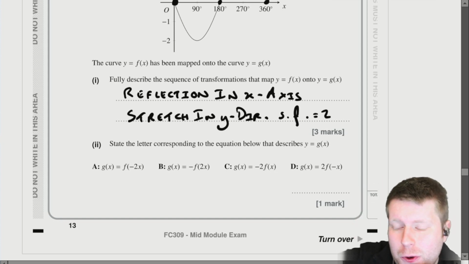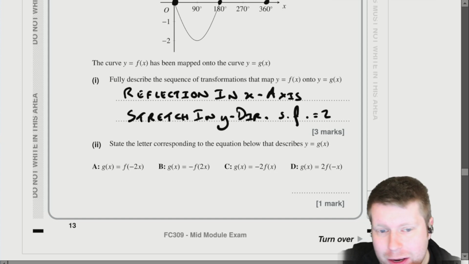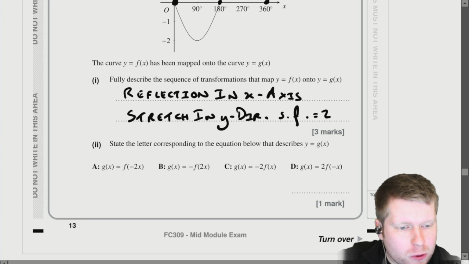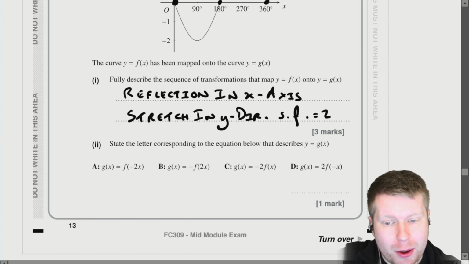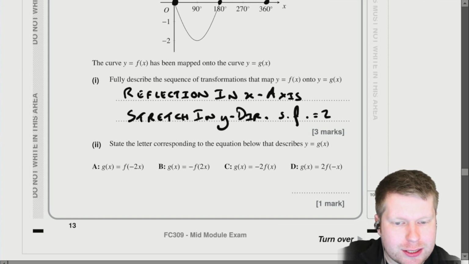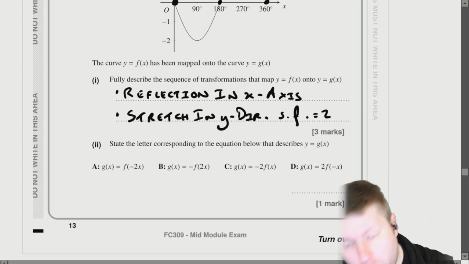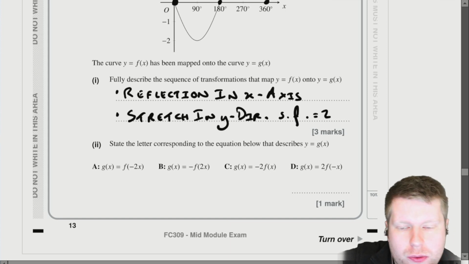And then for part 2, the amount of people that left this question blank was really, really worrying, because at the end of the day, there's 4 options to choose from. It's basically multiple choice. Just guess one. The worst that you'll get is you'll get 0. But if you guess one, you'll have a 1 in 4 chance of getting the question right, okay? In fact, I don't think anybody got this question right, which is a real, real shame. Even though there were some people that got the transformations correct up there.